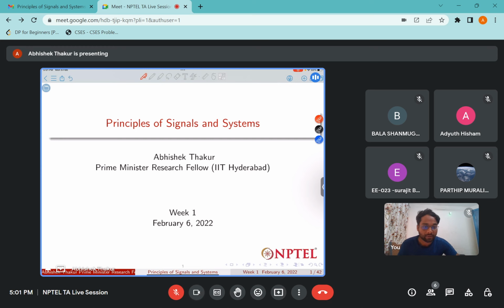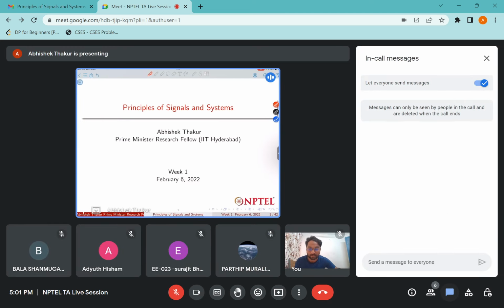First of all, can you please text in the message where you are studying, like BTech, and in which year? Because I will be taking the class based on GATE lectures. Questions will be totally based on GATE standards. If I know the level of the class, like BTech first year or second year, I will take questions accordingly. Okay, Surajit, BTech third year. The remaining can also text.